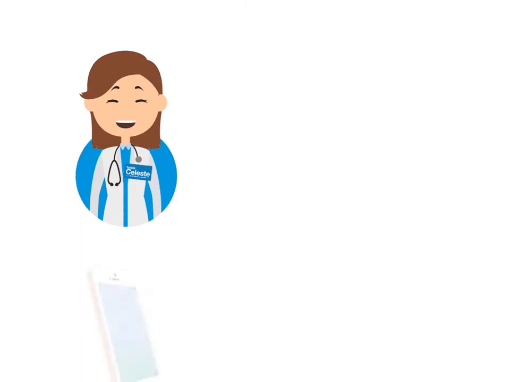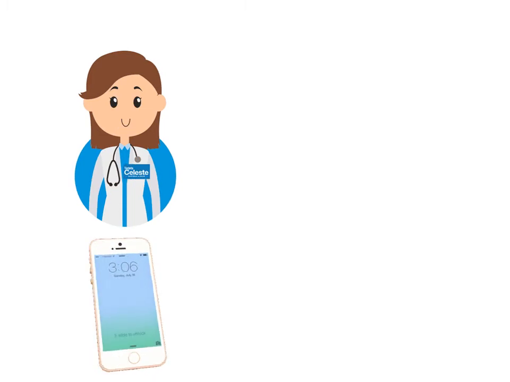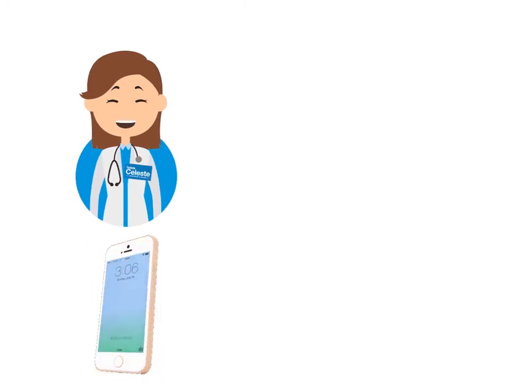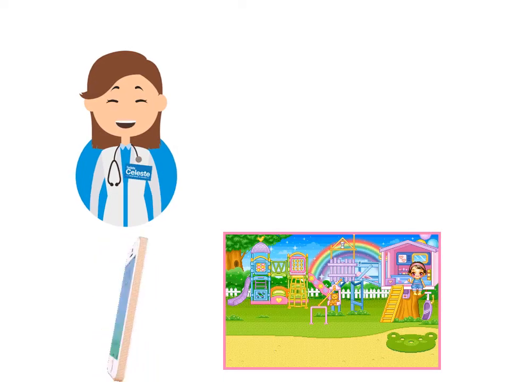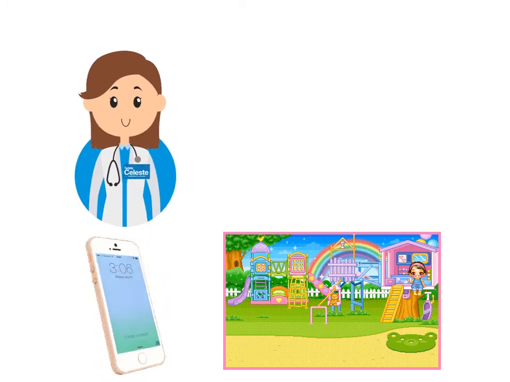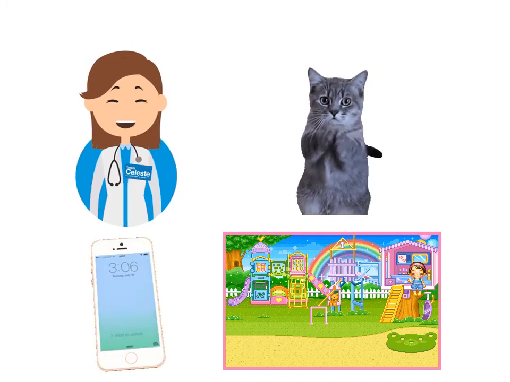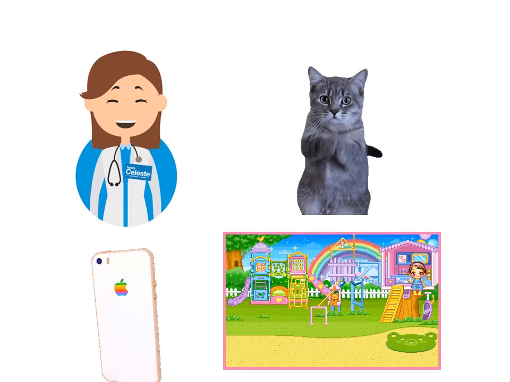Next picture. What is that picture? Very good. That one is an example of a cell phone. Great. That one is an example of a playground. And the last picture? Right. That one is a picture of a cat.